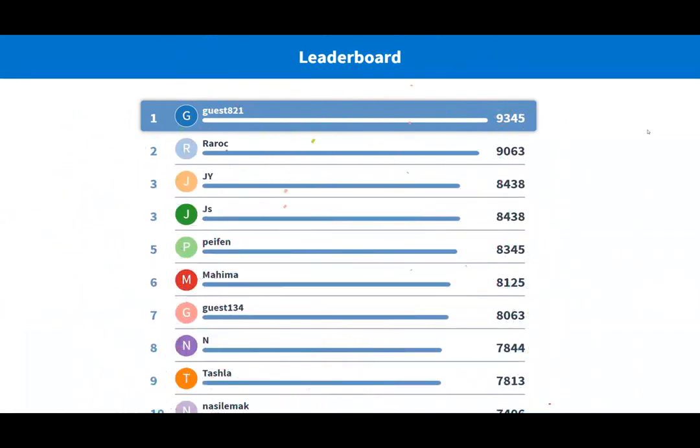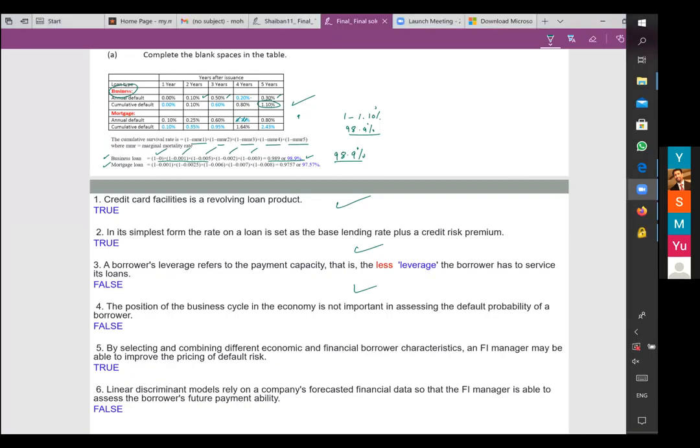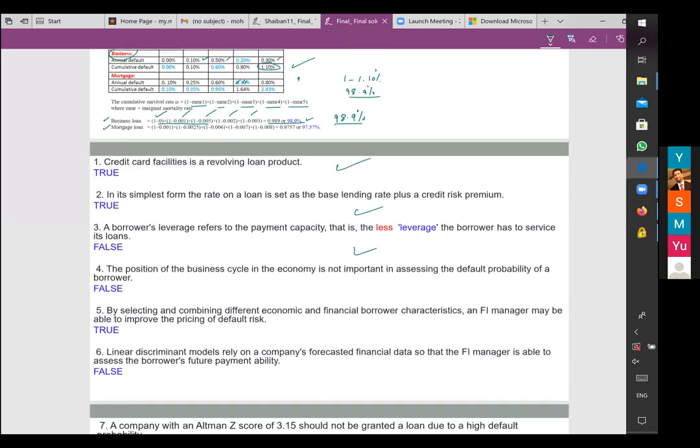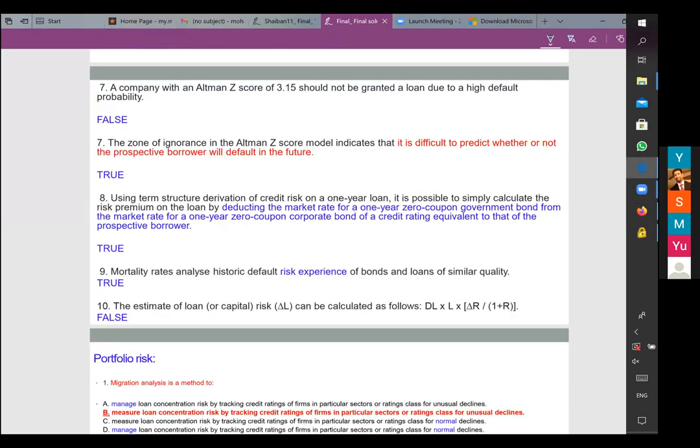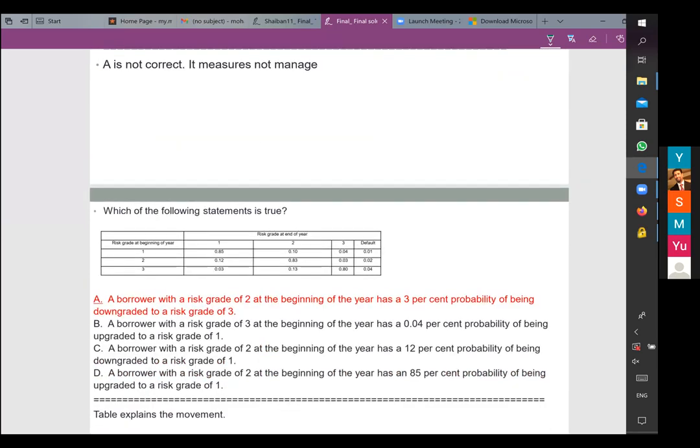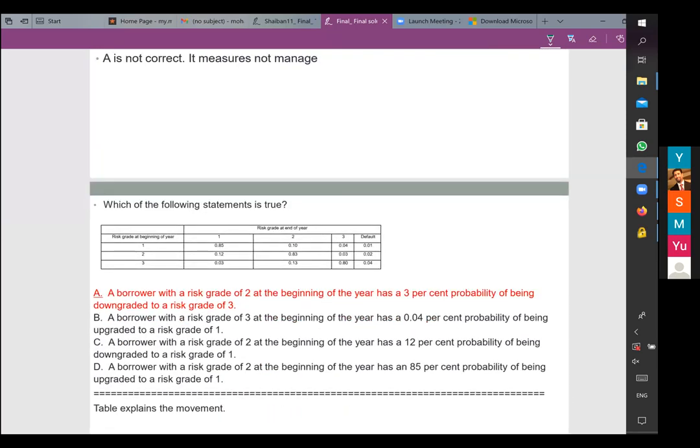Guest 821, I haven't seen this. I know the rest, but the guests, I don't know who they are. Okay, so I will stop sharing here and I will share here. It's now 1 o'clock.